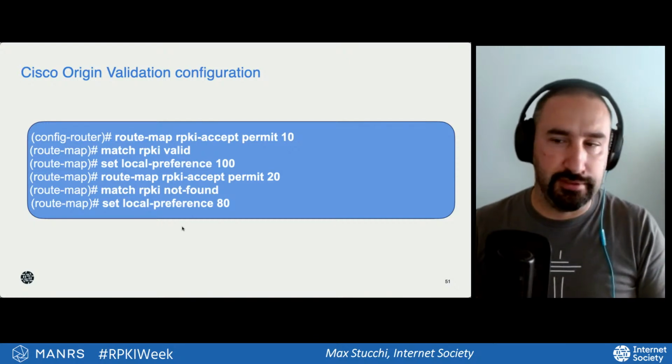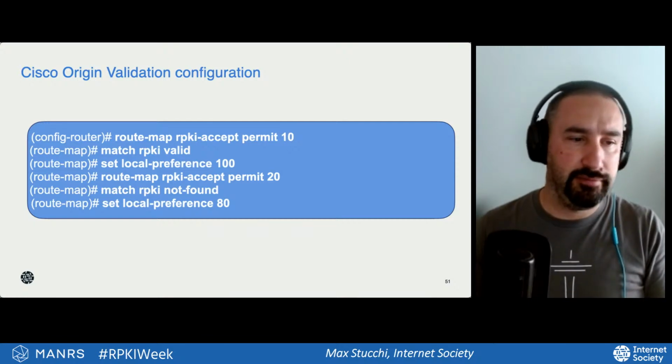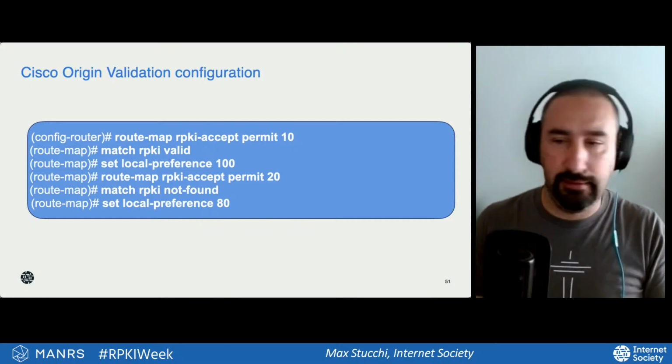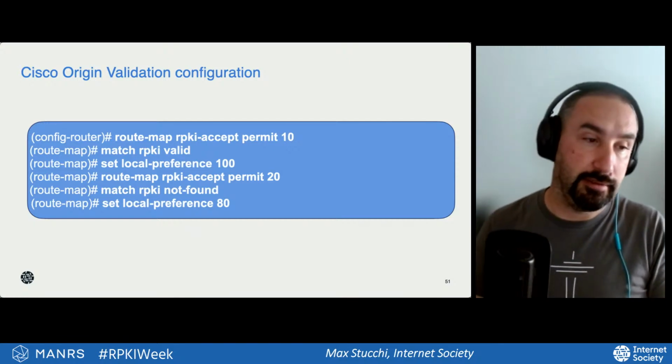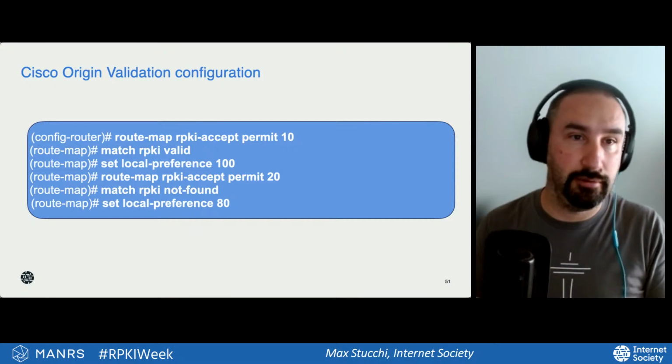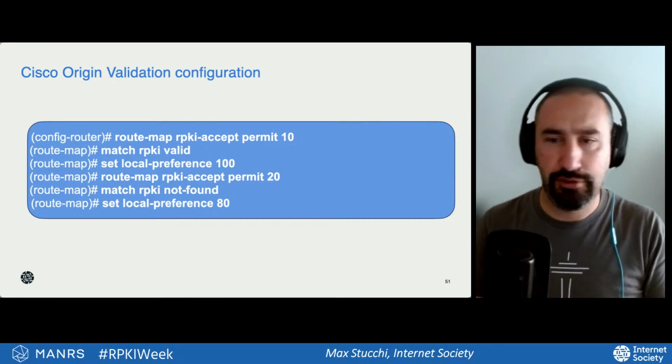And here we do just a trick to set different local preference to valid and not found. That's not going to have most likely any effect on our final routing, but it would just be a way also for us to understand which one is which.